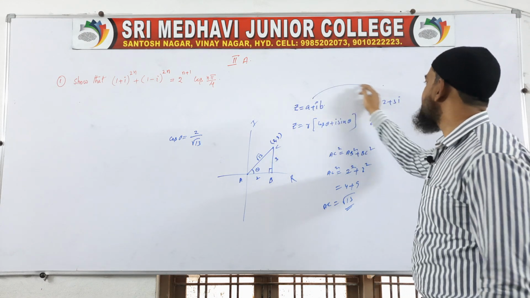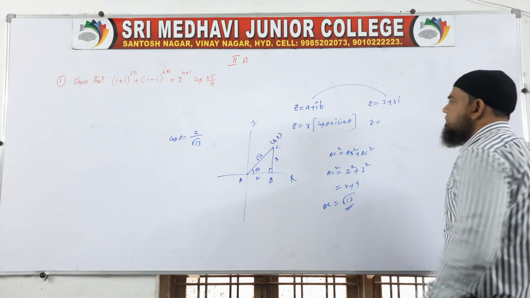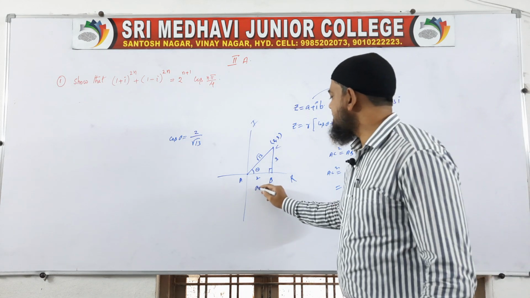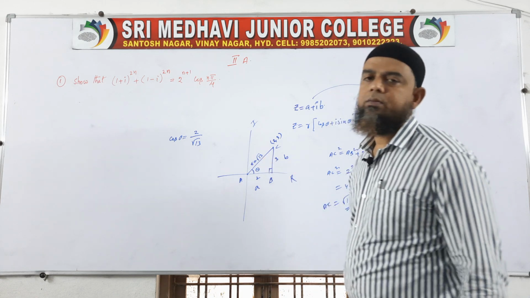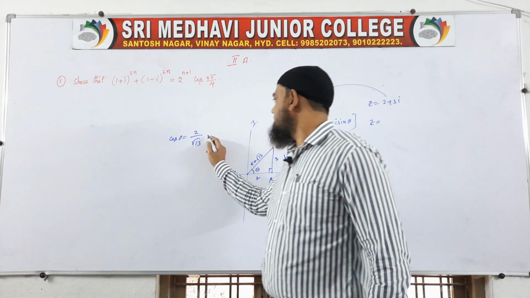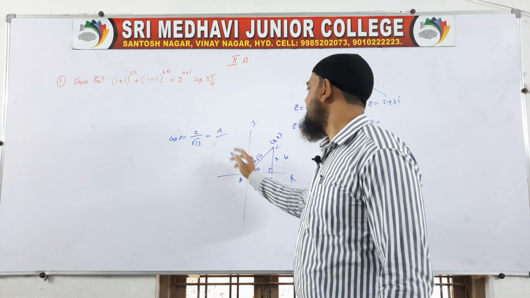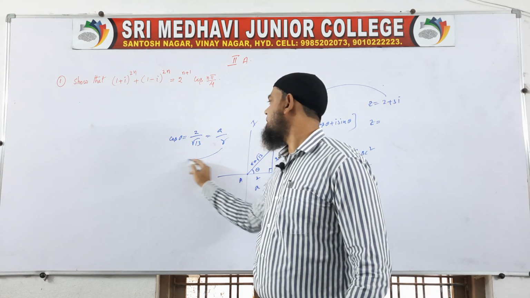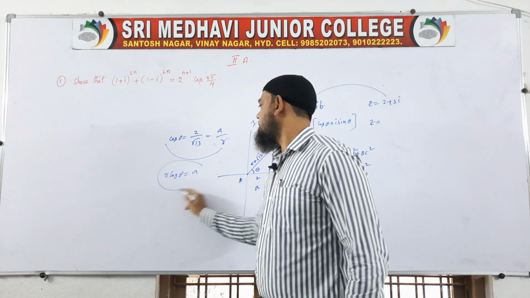When I compare these two, in place of 2, what do you have here? A. In place of 3, you are having B. It is A, it is B, automatically R is root 13. Now 2 by root 13 is there. In place of 2, what do I have to write? A by root 13, that means R. When I do the cross multiplication here, R cos theta is equal to A.